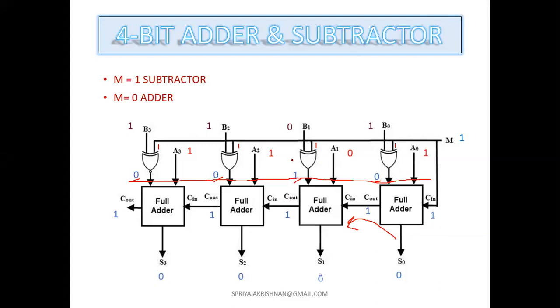Okay. Now we will see the second one. So this is 1, 0, 1. So 1 plus 0 plus 1. So what is that? 1 plus 1. So again the sum is 0, carry is 1. So carry is propagated to the next one.